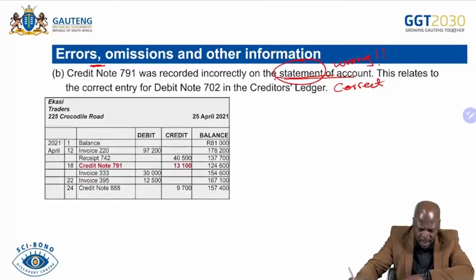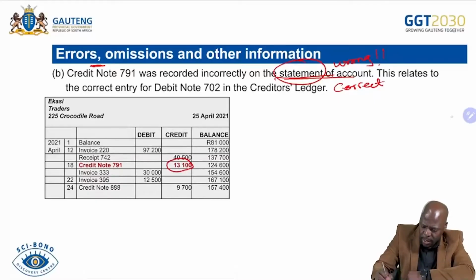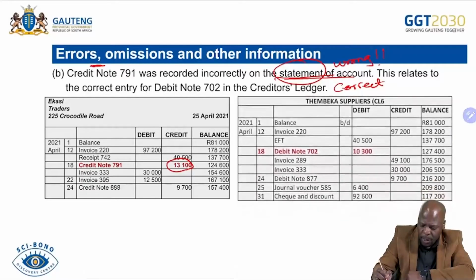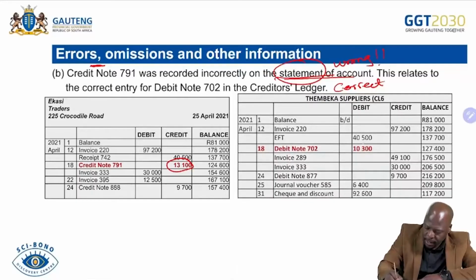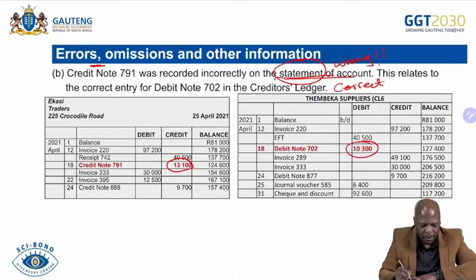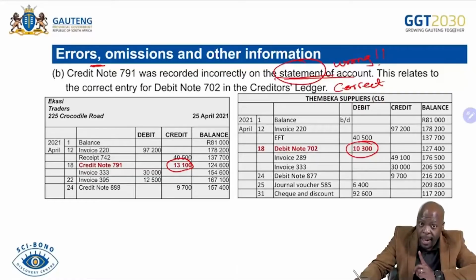Here is the statement. On the statement, we have credit note number 791, and it's 13,100. Okay, so we are having 13.1. Think about that. And then let's see how it appears now in the ledger. So in the ledger, it appears as 10,300. What does that mean? It means one of these is incorrect. Let's come back again. Let's see who made the error.